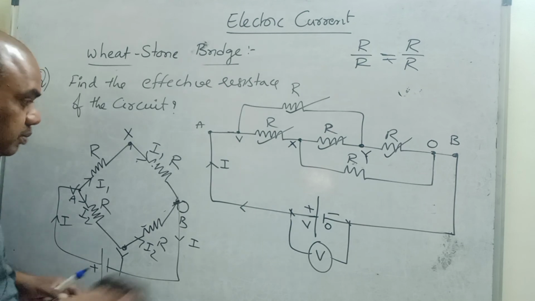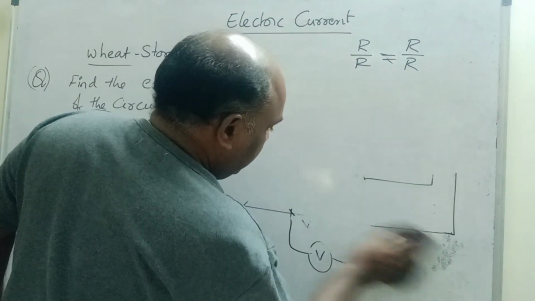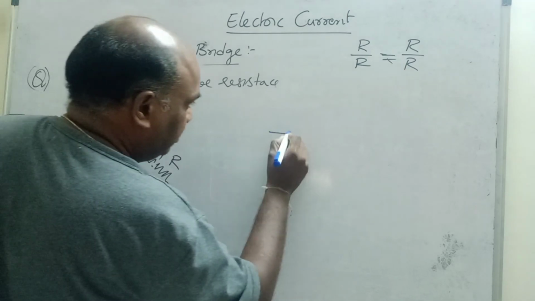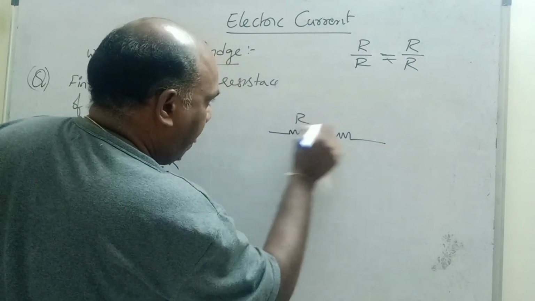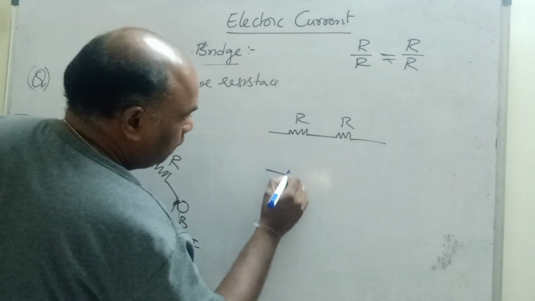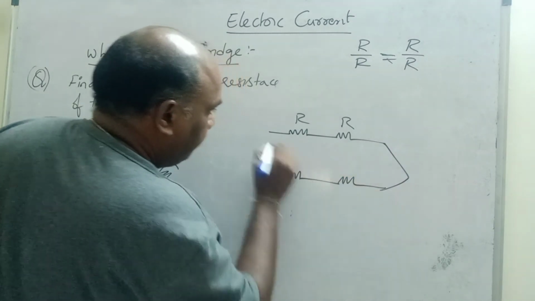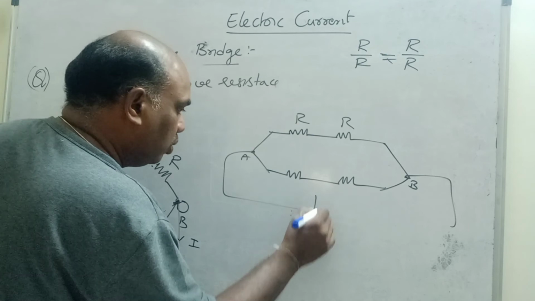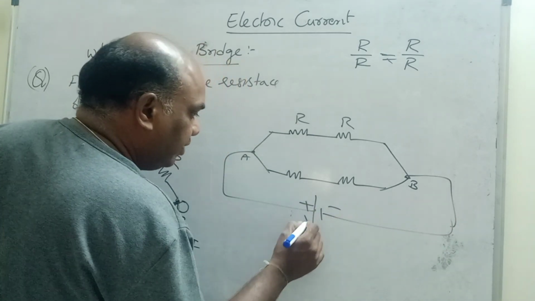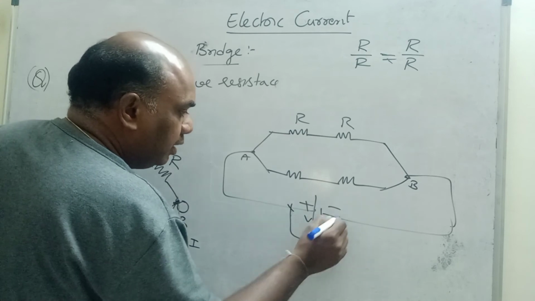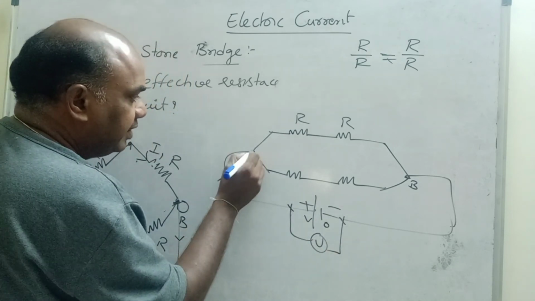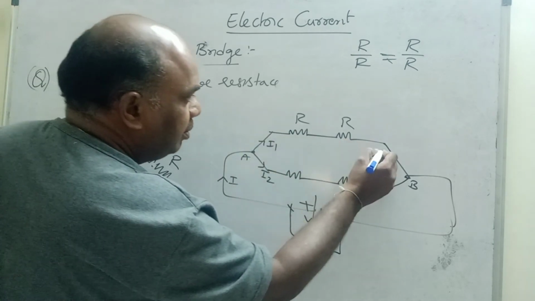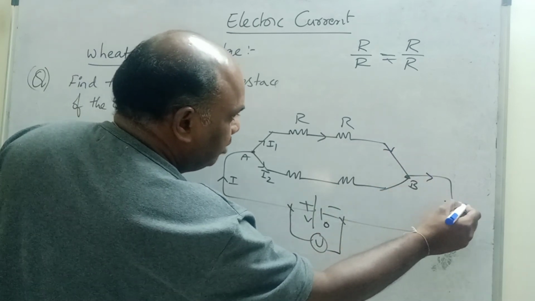Once again I will show you how to do this problem. Conversion of the given circuit into a Wheatstone bridge is important. These two are in series, so R. These two are in series. This is A terminal, this is B terminal. These two terminals are connected to a battery. Positive terminal, negative terminal, V potential, 0 potential. Difference is V. Voltmeter shows V. Here current is I. This current I divides into I1 and I2. So same current is flowing, which means here also same current.